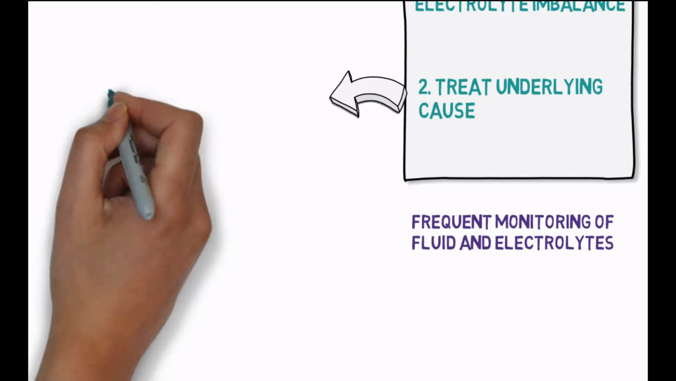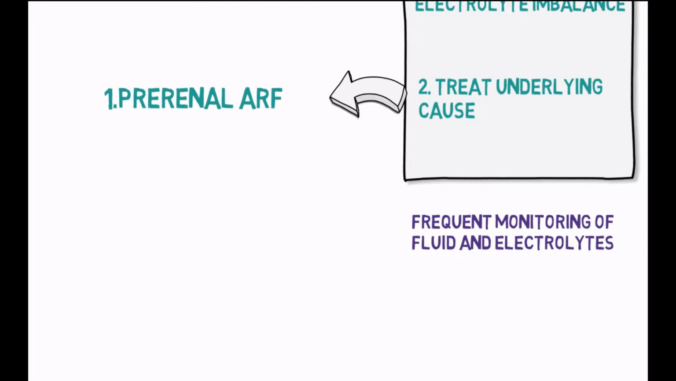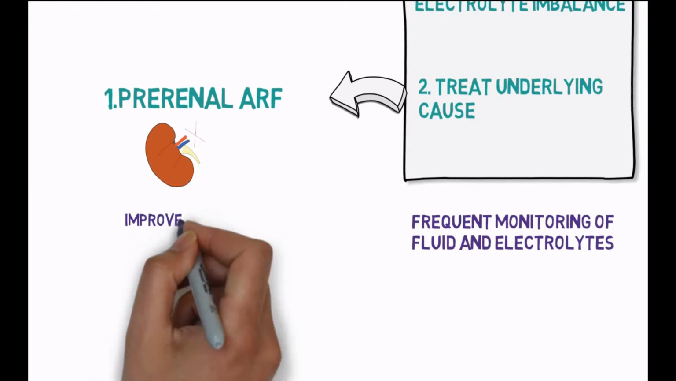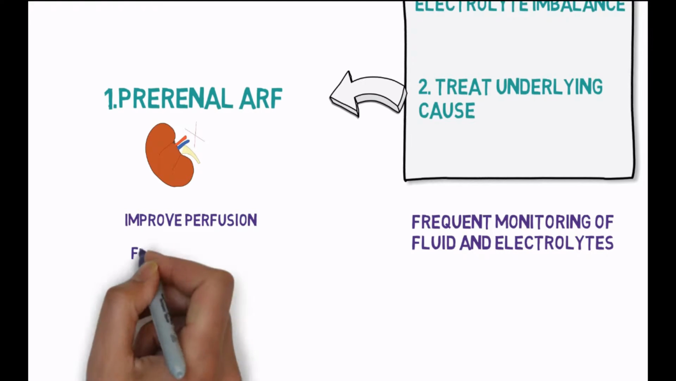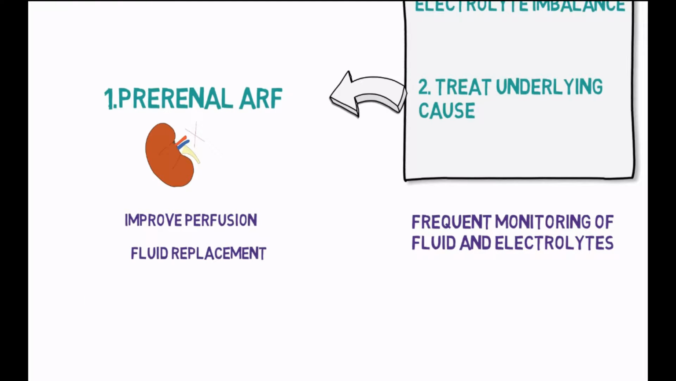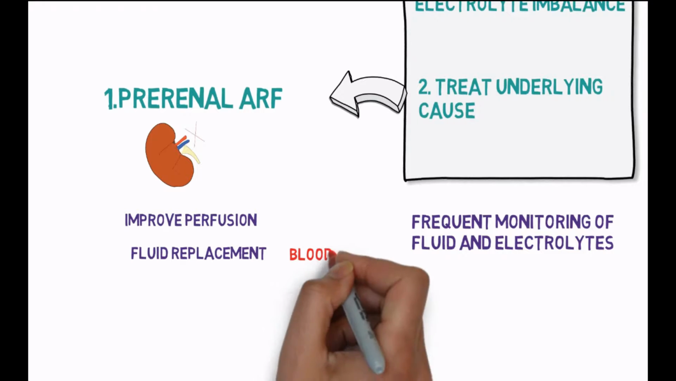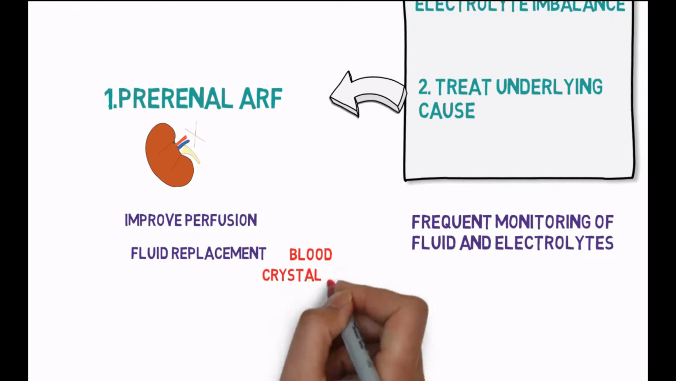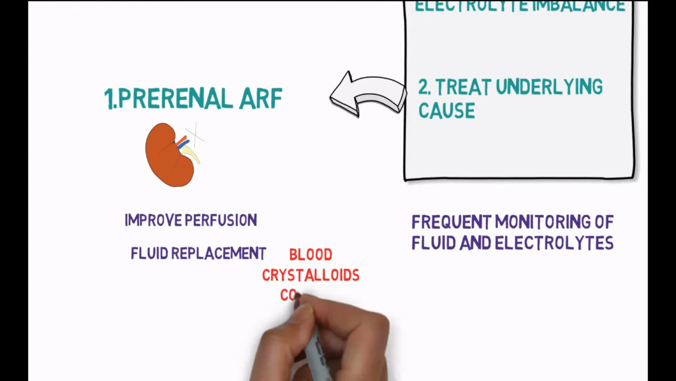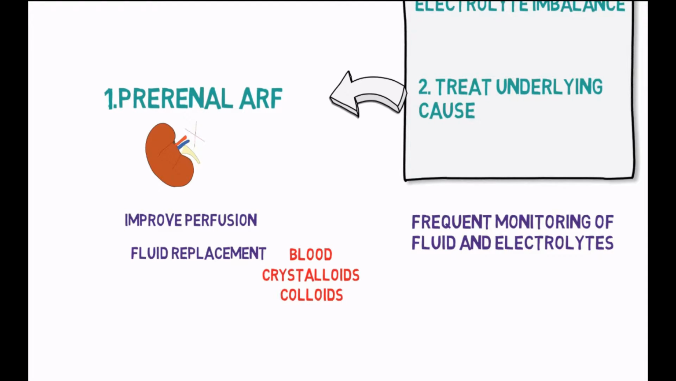Treatment of the underlying cause. Since the main problem in pre-renal ARF is less blood going to the kidneys, the most obvious step will be to improve the blood supply of the kidneys. Fluid replacement is done depending on the type of fluid lost. Blood can be replaced in case of blood loss. Crystalloids like normal saline and colloids like albumin can be used in burns and pancreatitis. Inotropic drugs like dopamine are also used in case of heart failure to improve the contractility of the heart.